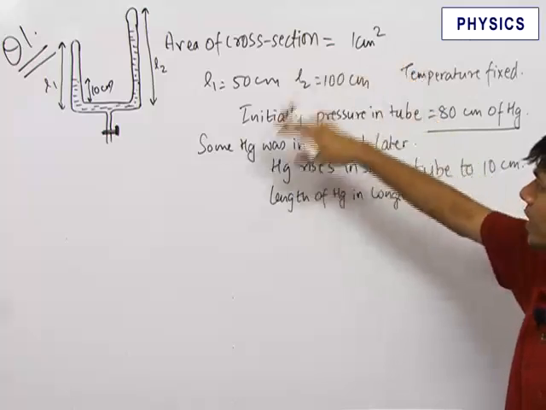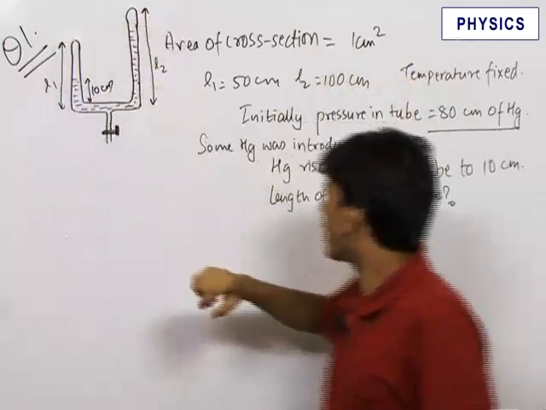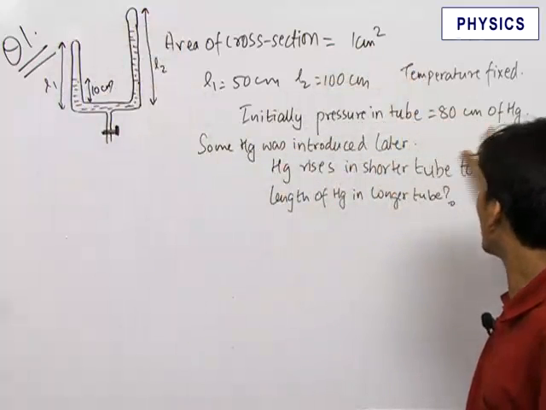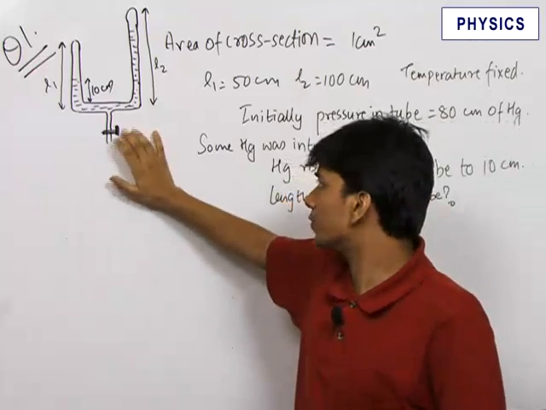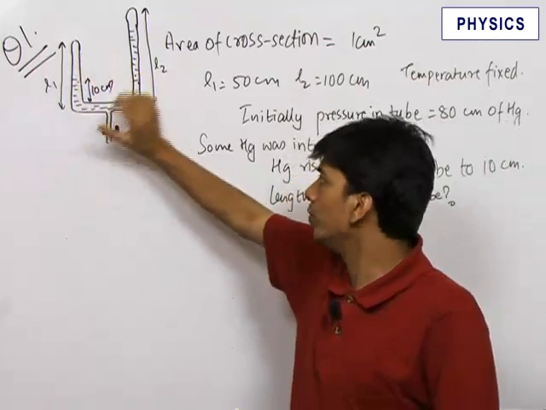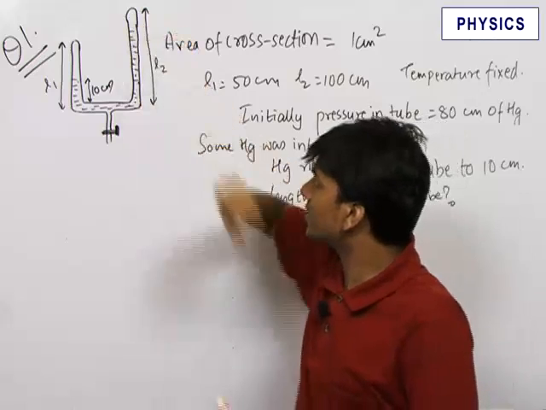The area of cross section of the tube is given to be 1 centimeter square. The lengths of the two tubes are given, and initially the tube was empty, and the pressure of the gas inside the tube was 80 centimeters of mercury. Now some mercury is introduced from here, and it rises to a height of 10 centimeters in the smaller tube.